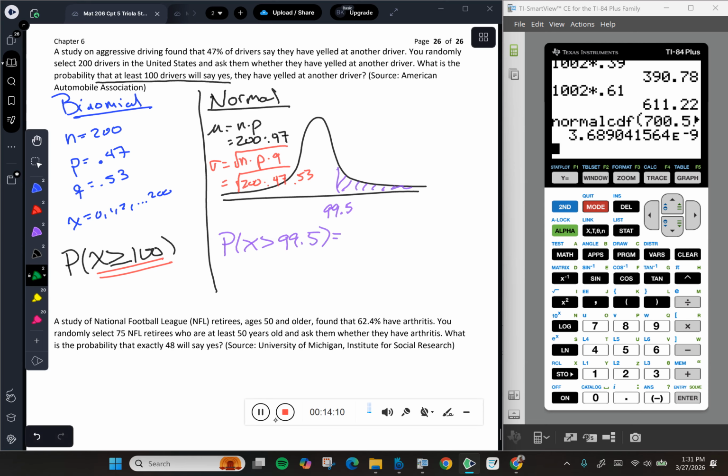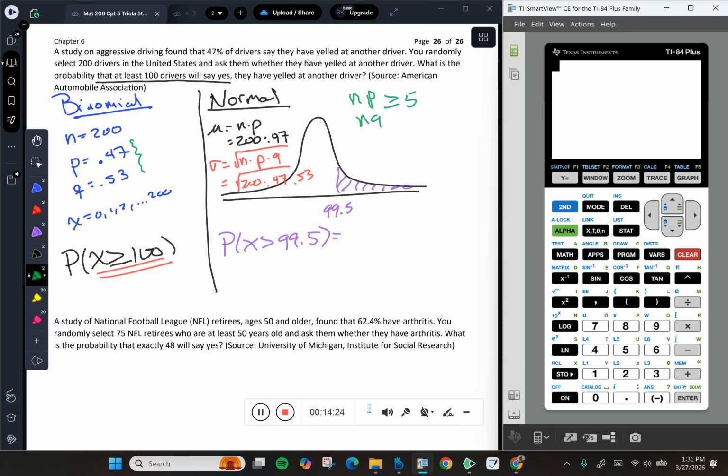I know that I'm supposed to check every single one of these to see that n times p and n times q are both greater than or equal to 5. But when I looked at these numbers right here, they're both like a half. And half of 200 is so much bigger than 5, I actually just didn't do the math. I just trusted that it was going to be big enough. Right?